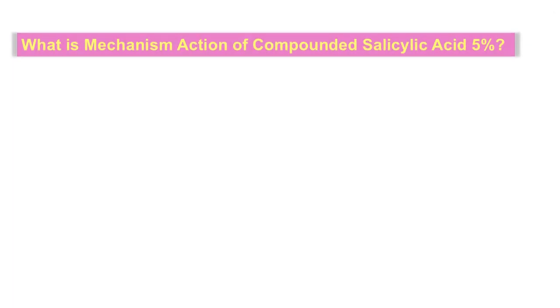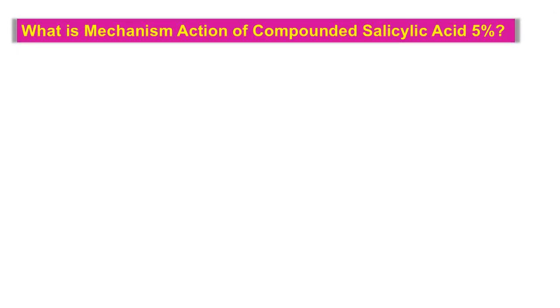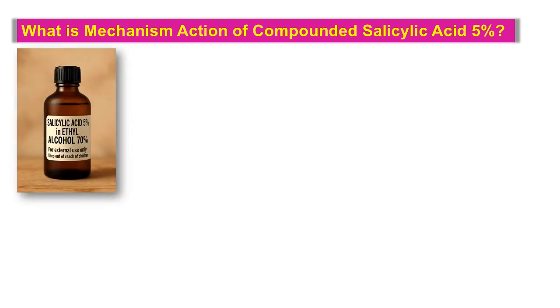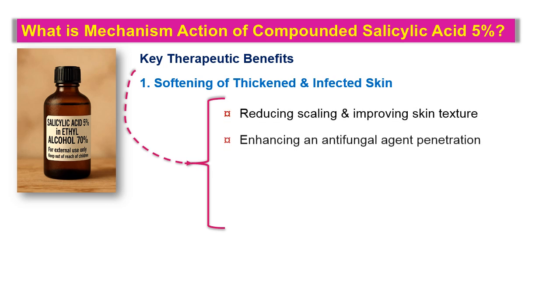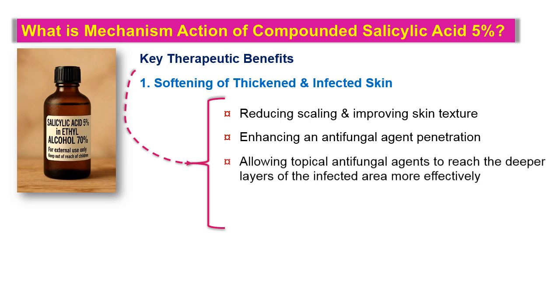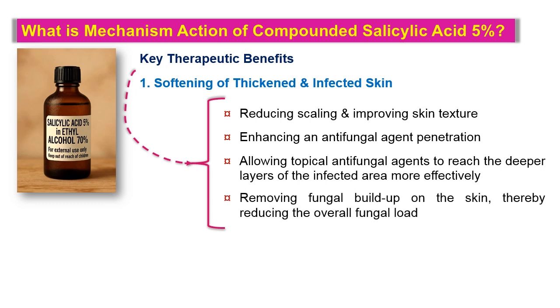What is the mechanism of action of compounded salicylic acid 5%? A compounded 5% salicylic acid solution in 70% ethanol provides the following key therapeutic benefits. This solution softens thickened and infected skin, thereby reducing scaling and improving skin texture, enhancing antifungal penetration, allowing topical antifungal agents to reach the deeper layers of the infected area more effectively, and removing fungal buildup on the skin, thereby reducing the overall fungal load.